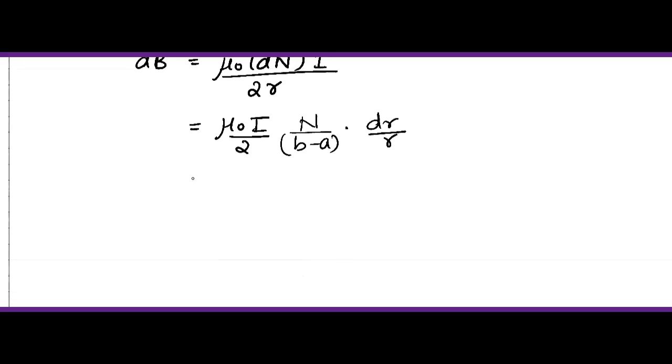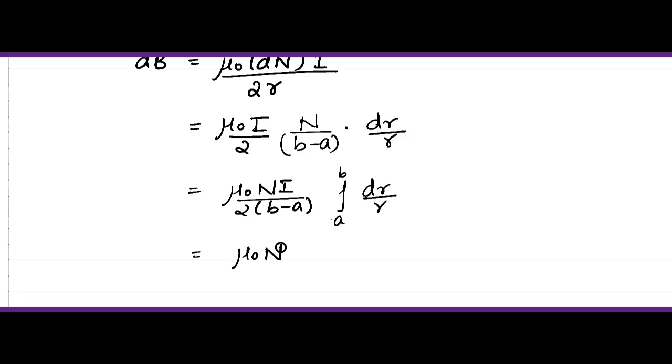Since everything else is constant, we can take it out: mu naught nI by 2(b minus a). From r equal to a to b, it is dr by r. When we integrate this, it turns out to be log r, so log b minus log a, that is log of b by a. So the answer would be mu naught nI by 2(b minus a) into log of b by a.